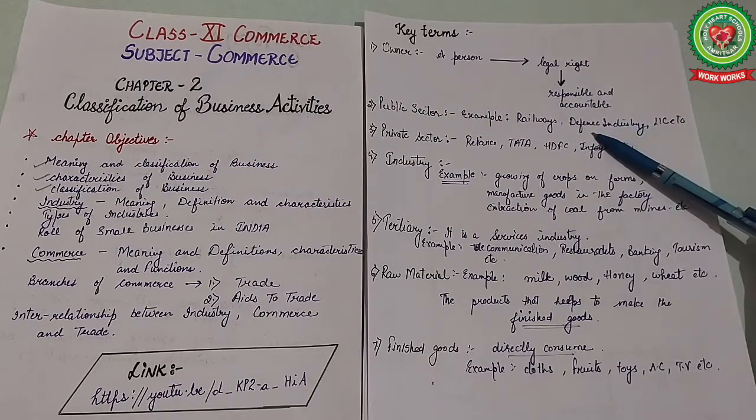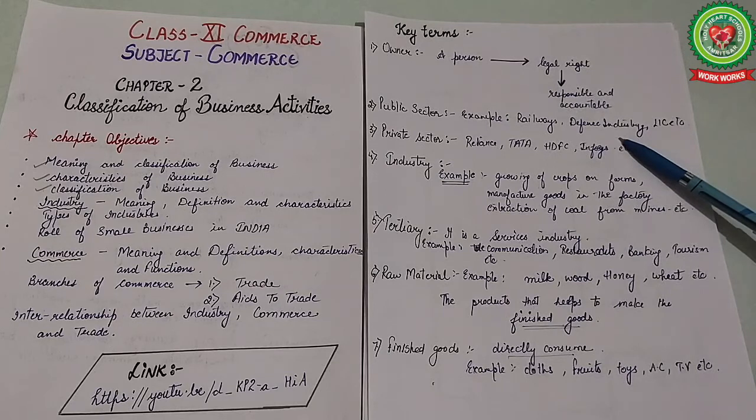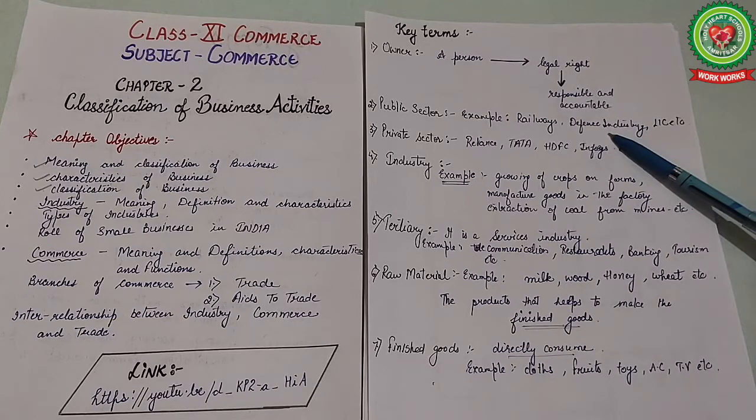Next one is the public sector. Public sector, like railways, defense industry, LIC (Life Insurance Corporation), Punjab National Bank, SBI (State Bank of India), RBI (Reserve Bank of India). What are these? These are government sectors, where the government has a part in running, controlling and managing their functions and activities. Then it is known as the public sector.